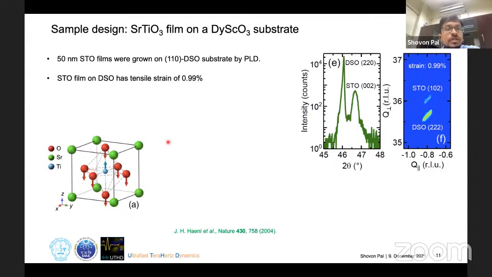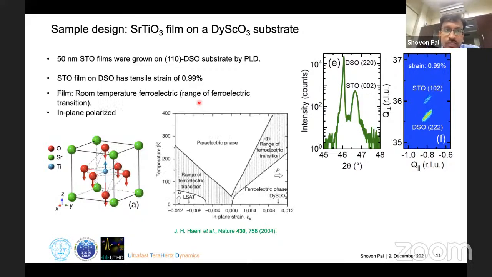For our system, we grew 50 nanometer thin strontium titanate films on a dysprosium scandate substrate. We used the state-of-the-art pulsed laser deposition technique to grow those. And we tried to strain tune our STO films on the DSO such that the strain was around 99%. This was not an accident.